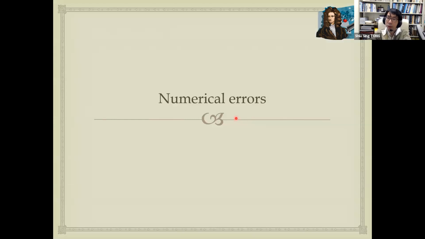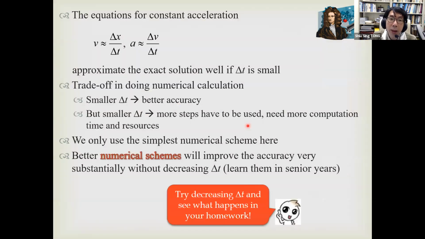Now we also want to talk a little bit about numerical error. Before letting you have a break, let's talk about numerical error. We emphasize that these two equations are approximations, and they approximate the exact solution well if the delta t is small. Now, how about if I deliberately make delta t very small? Maybe 0.01 is not small enough, so we want better accuracy, so we make it 0.0001. So will it be better?